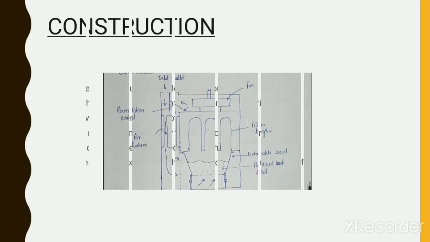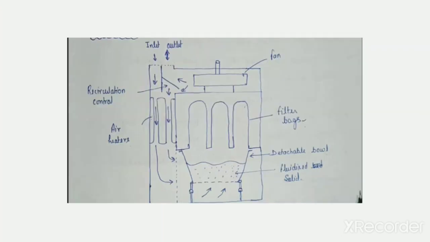So let's see the construction. The fluidized bed dryer consists of a detachable bowl, and this detachable bowl is placed at the bottom of the dryer. Actually, this bowl has a perforated bottom. It is used for charging and discharging purposes. A fan is mounted in the upper part of the dryer, and it is used to circulate hot air.